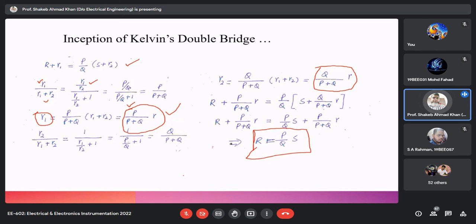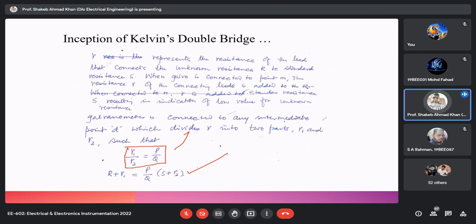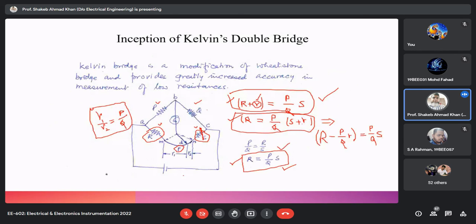Although the way I have described it is a theoretical way, and there is still a challenge of how to implement this scheme, because this is not practical. Means finding the point D, because it is not a variable resistance. It is a distributed lead and contact resistance. So how will you find the point D so that you can connect your galvanometer? This is a challenge. So practical implementation of this modification is a challenge, and Kelvin's double bridge is basically the practical implementation of this concept.